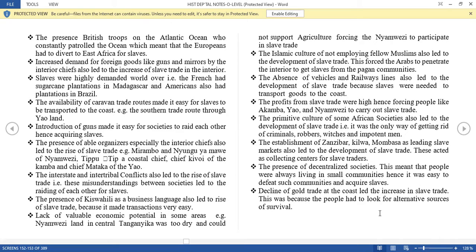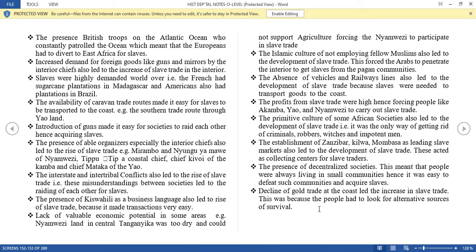Another issue we look at is the absence of vehicles and railway lines. There are no vehicles to transport the goods which these people are getting. There are no railway lines to transport those commodities which they want to use at the coast. So the only means of transport around were the slaves, and the slaves transport the things using their heads. That's why I call it the head portage method of transportation, because that was the only way of transporting commodities from the interior to the coast of East Africa.